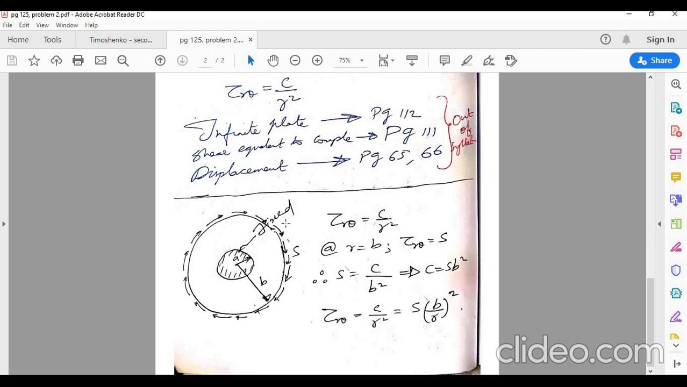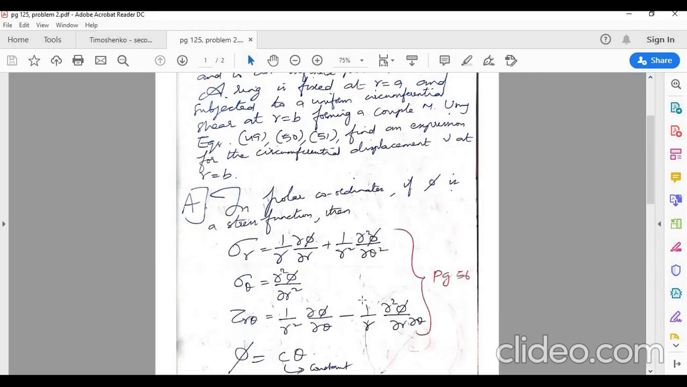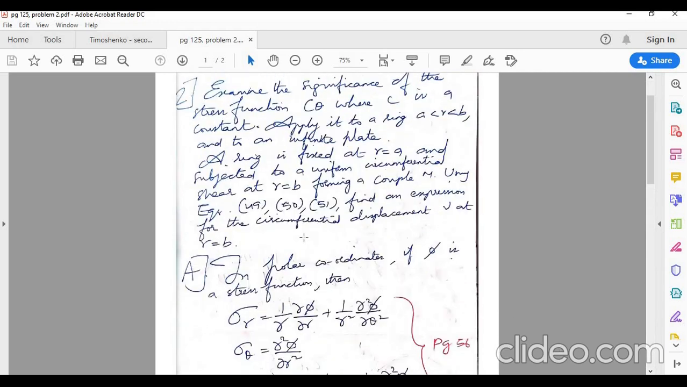To evaluate the constant, let us put the boundary condition. The boundary condition is that there is a circumferential shear of s at radius b. So at r equal to b, tau r theta is s. Tau r theta is basically shear stress, so here it is also s. You substitute that c is s b square, and you will get tau r theta is s b by r whole square. So this much is all that we can do with this particular problem.